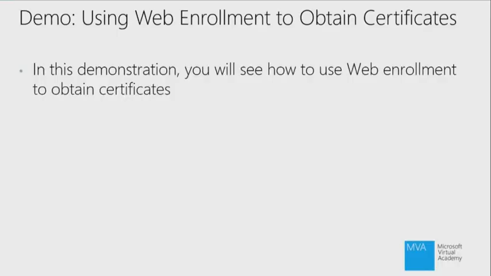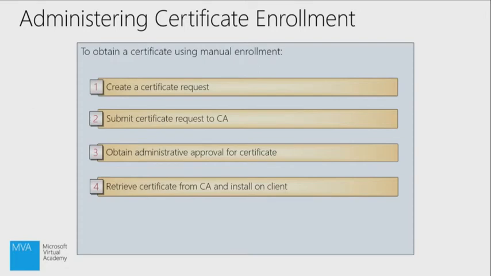And we are on to the next slide, post demo. We did talk about administering certificate enrollment. This is what we just did. Creating, submitting, obtaining approval, and retrieving. In this case, the step we skipped was approval. We don't have the certificate template set up so that when a request is submitted, an administrator has to manually approve it. That is one difference.